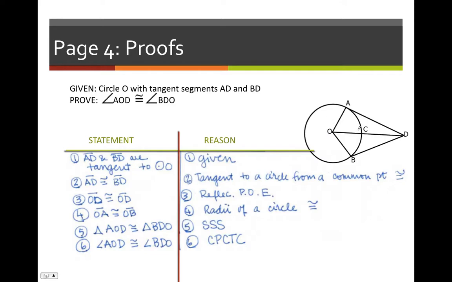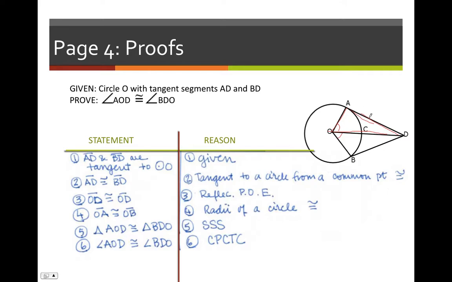Okay, this one. So here I have these two tangent segments, and I want to prove that AOD, so this angle, is congruent to BOD. So what I'm going to do is basically prove that these two triangles are congruent to each other, and then I can use corresponding parts of congruent triangles. There are several ways that you can do this. You could use HL. I chose to use side, side, side, but there's other ways to do this problem.